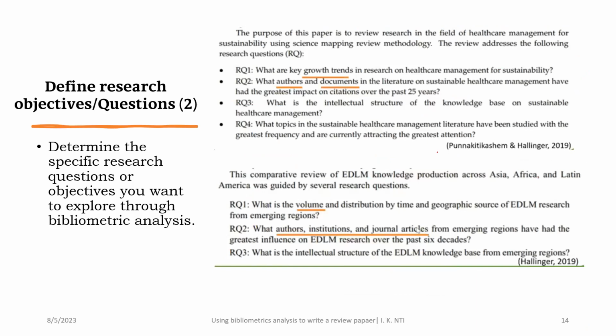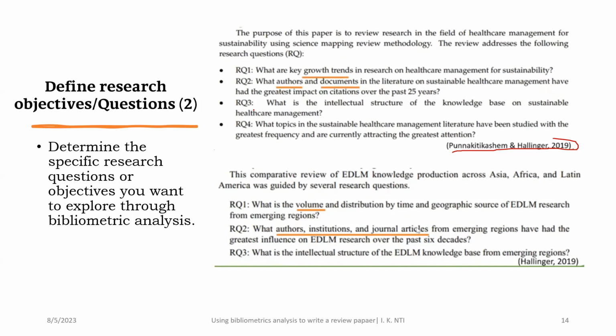Then I have another paper from different authors also. This is from these authors. Let's see how they frame their research question. The first research question: what are the key growth trends in research on healthcare management for sustainability? Two, what authors and documents in the literature on sustainable healthcare management have had the greatest impact on citation over the past 25 years?